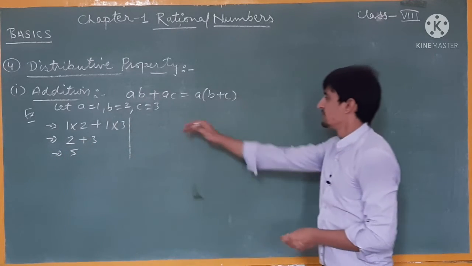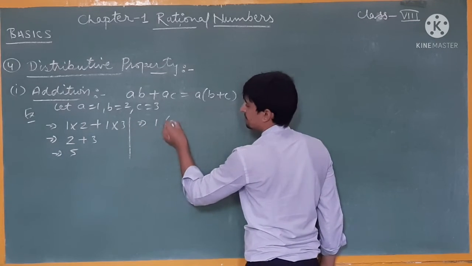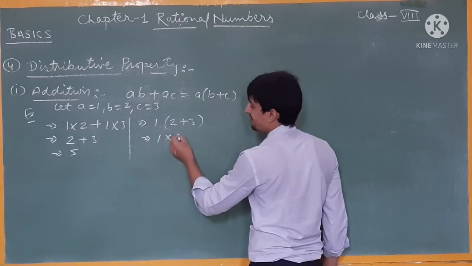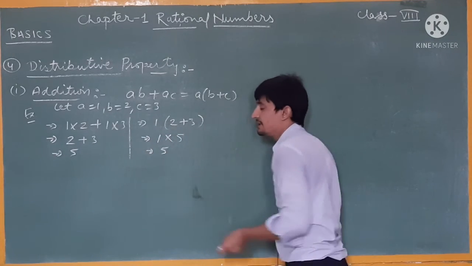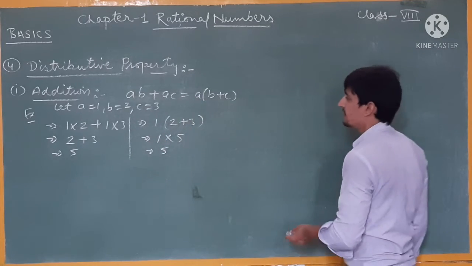Now putting the values in the RHS, 1 into (2 plus 3). So 2 plus 3 is 5, and 1 into 5 is 5. So it can easily be understood that LHS equals RHS. So this property will be satisfied in addition.